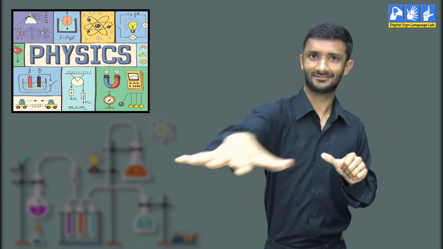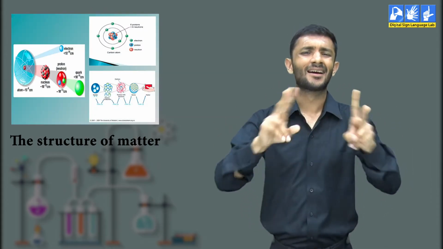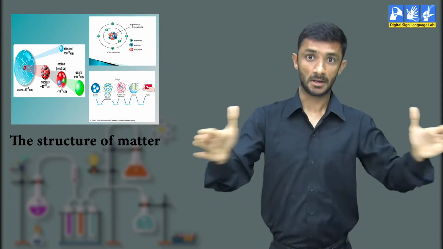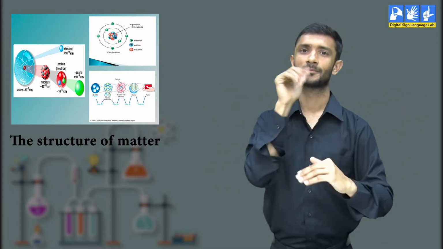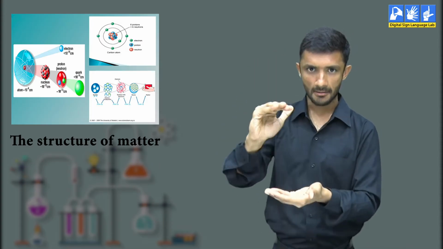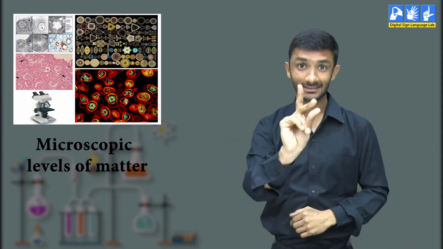Now, first, we will do physics. Physics is the study of area, motion, measurements, and energy. The study of physics helps us to understand four things. First point, the structure of matter, that is, the shape, weight, and size of objects. For example, the observable properties of a water bottle, its height, weight, and shape.